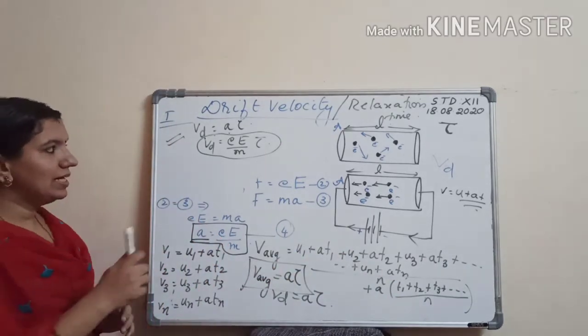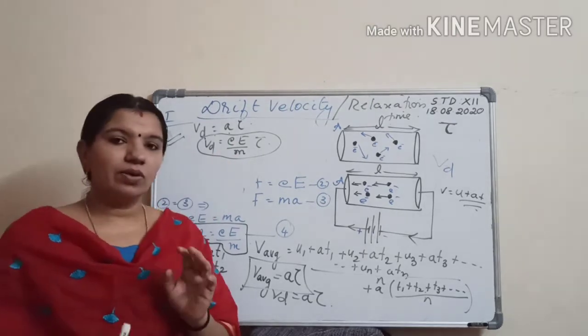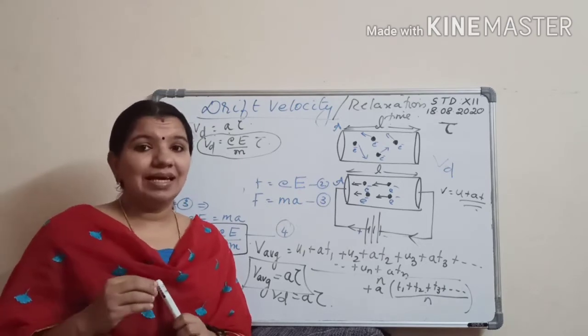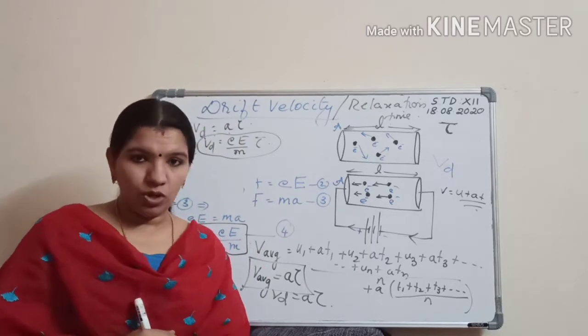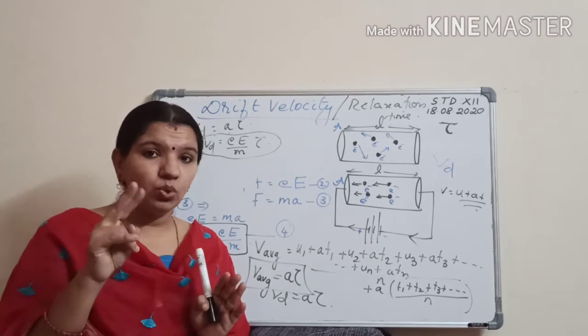Now, a into tau. Now listen, what is this tau? Instead of a, I can put the value eE by m into tau. Now tau, I told, that is the relaxation time. Actually, tau means it is the time interval between two successive collisions. What do you mean by that? Time interval between two successive collisions.